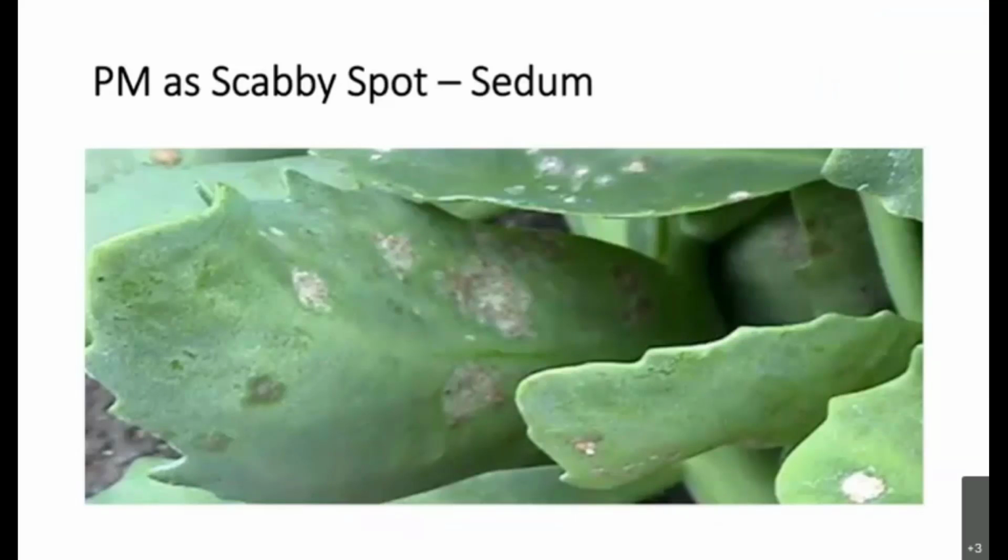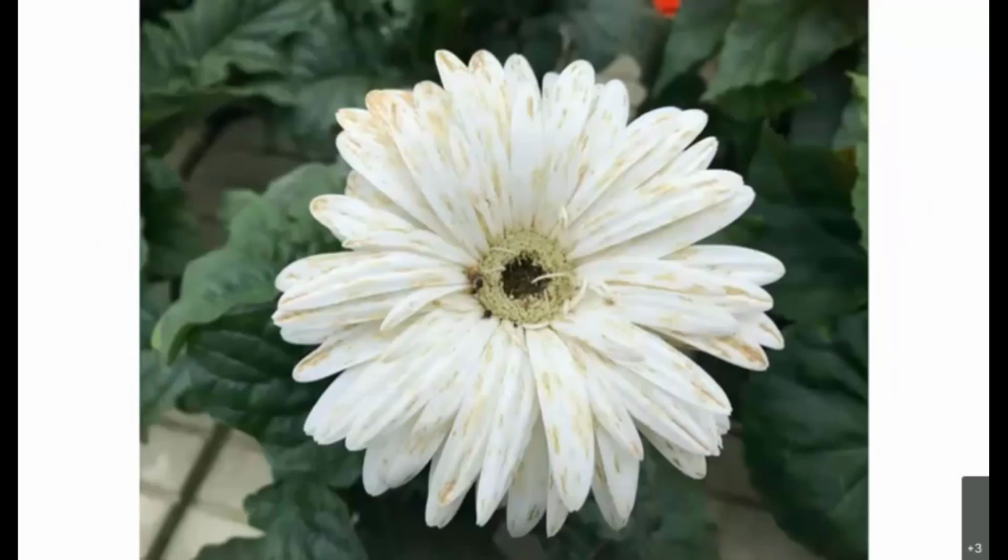So look closely. On sedums, I think you have the most challenging of the powdery mildews to identify. On sedum, you have a scabby spot rather than a really obvious white fluffy colony most of the time. So look closely again there, and you might need a dissecting microscope to examine the surface of brown areas to see powdery mildew crawling across the surface of the leaf.